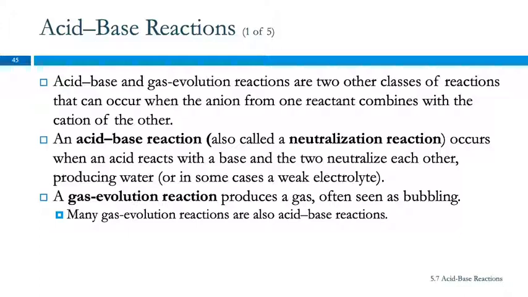In an acid-base reaction, we've got an acid and a base, hence the name. This is also often called a neutralization reaction because the acid and the base will neutralize each other. Generally, they produce water and some sort of a salt, an ionic compound.